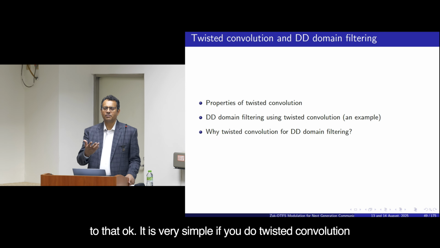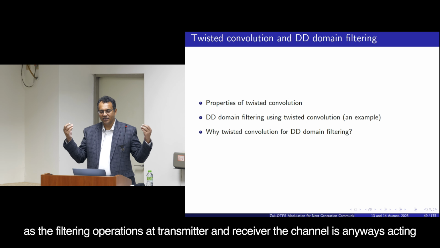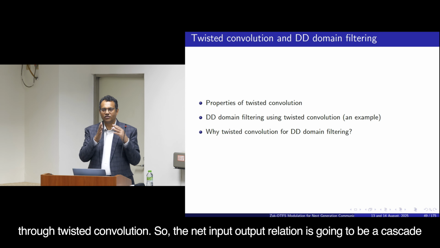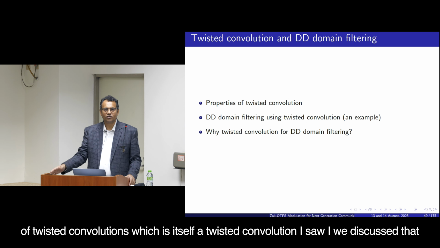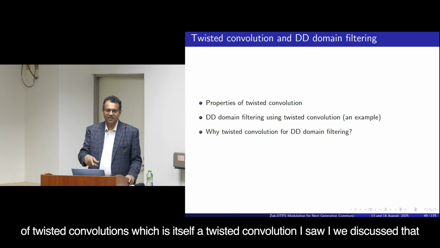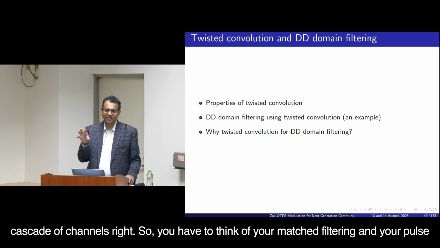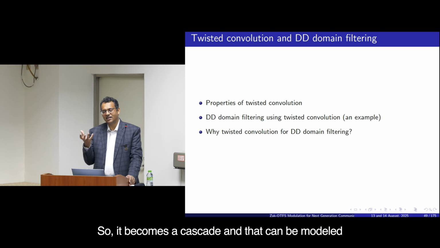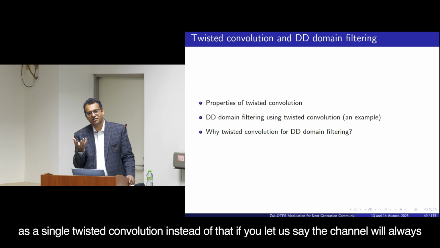Okay. It is very simple, if you do twisted convolution as the filtering operations at transmitter and receiver, the channel is anyways acting through twisted convolution. So, the net input output relation is going to be a cascade of twisted convolutions, which is itself a twisted convolution. We discussed that cascade of channels, right. So, you have to think of your matched filtering and your pulse shaping also as a kind of channel, right. So, it becomes a cascade and that can be modeled as a single twisted convolution.